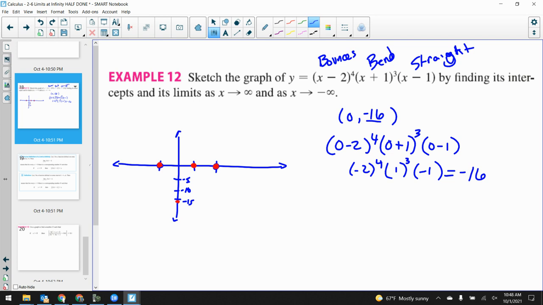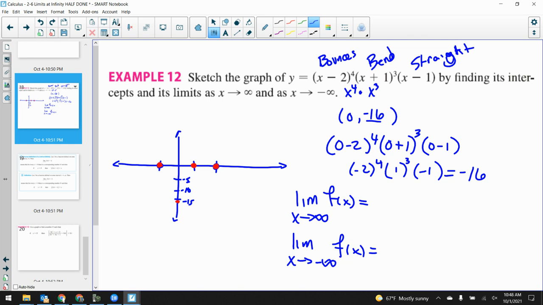Now let's determine the end behavior. We want to fill in these blanks: the limit as x goes to infinity of this function, and the limit as x goes to negative infinity of this function. Think about whether this is positive or negative, positive even or negative even, positive odd or negative odd. I don't really need to FOIL this all out. What's going to be my biggest power on x in here? This is going to give me x to the fourth plus something. This is going to give me an x to the third plus something. And this is going to give me an x, minus one.